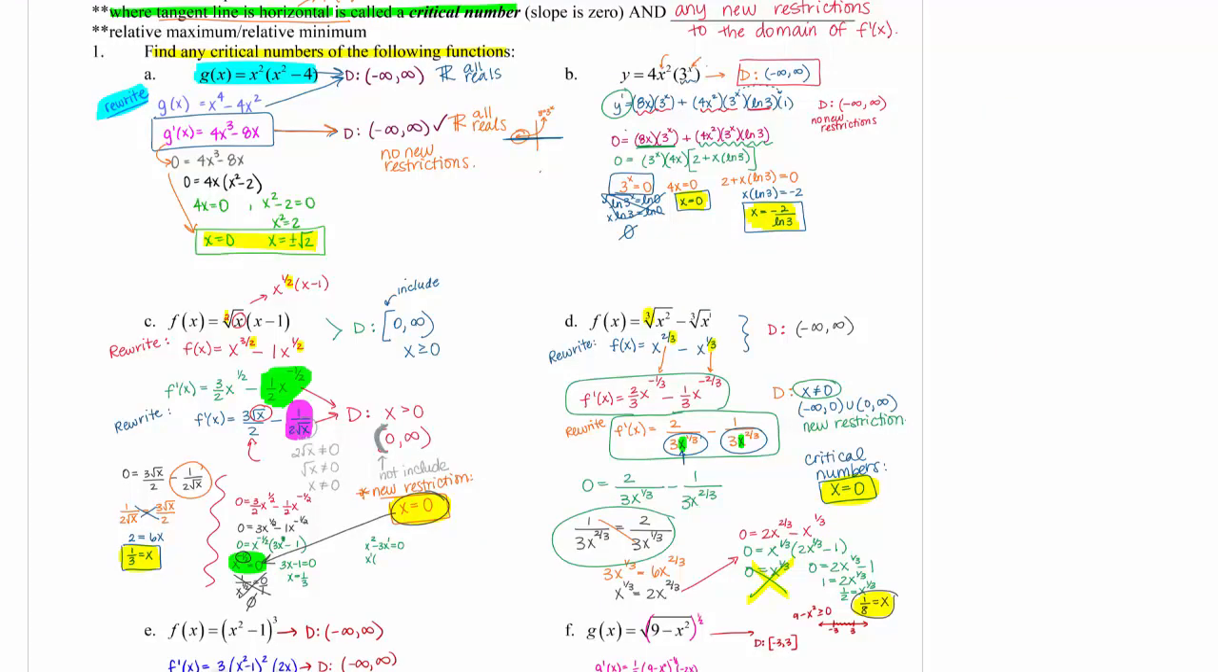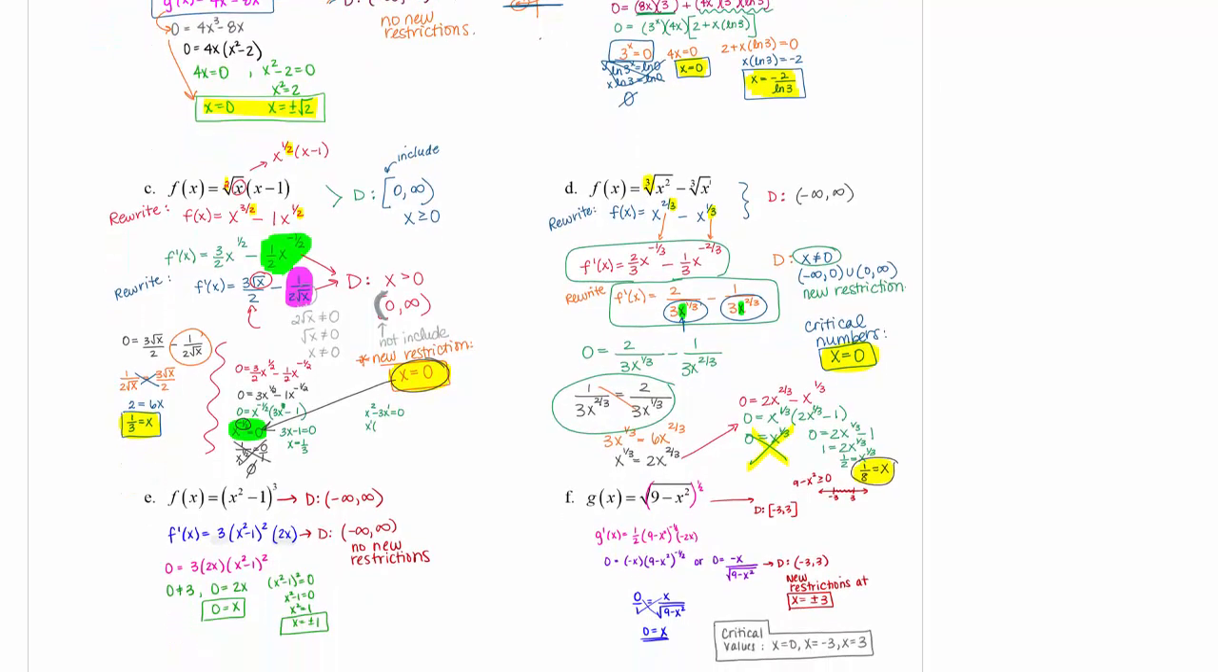So if I reflect back on these four, the first two, A and B, did not have any restrictions to the domains, and there were no changes to those domains either. If I look back at C and D, they may or may not have had restrictions when they started, but once I found the domain, I found at least one additional place where there was a restriction to that domain, and I have to include that number in my critical numbers list.